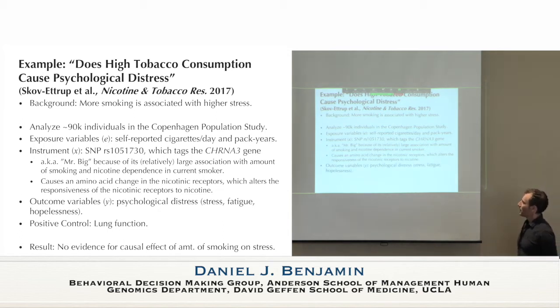Their outcome variables are various measures of psychological distress. And they use as a positive control another outcome. In this case, the control group is not another group of individuals. It's an outcome variable, and here it's lung function. So how is it helpful to have another variable, lung function, as another outcome variable?